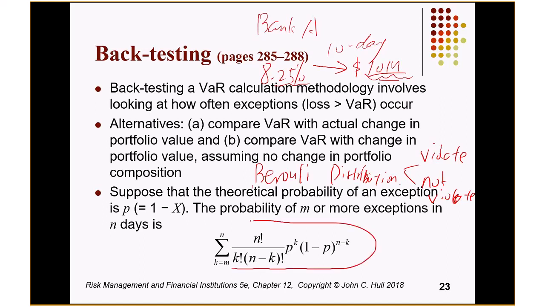So that's why this is a probability of Bernoulli distribution. If I tested 10 times and you violate 2 times, does that really mean you are not doing a good job? So we're going to use a probability of Bernoulli distribution here to do the calculations. Let's just read it. Suppose that the theoretical probability of an exception is p, the probability of m or more exceptions in n days is.